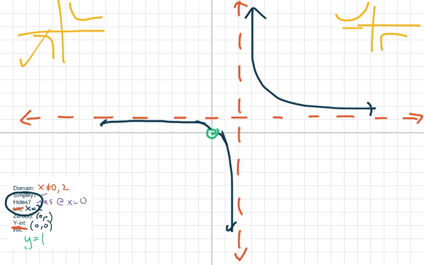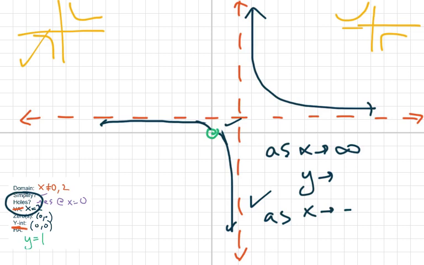It shows me my domain: x is not equal to 2, so I have an asymptote there, and x is not equal to 0. Now my end behavior: as x approaches infinity, y approaches what? As x approaches negative infinity, y approaches what? Well, it's going to approach the horizontal asymptote. So as x gets infinitely large, y approaches your horizontal asymptote, which is 1. Same thing to the left side.